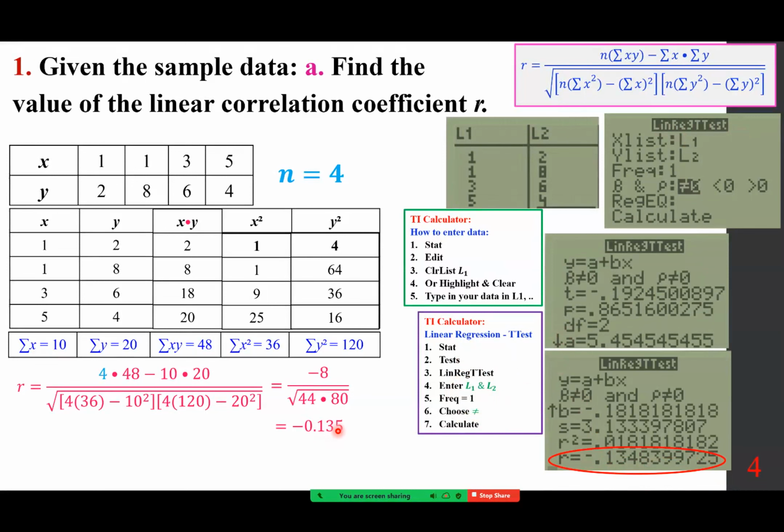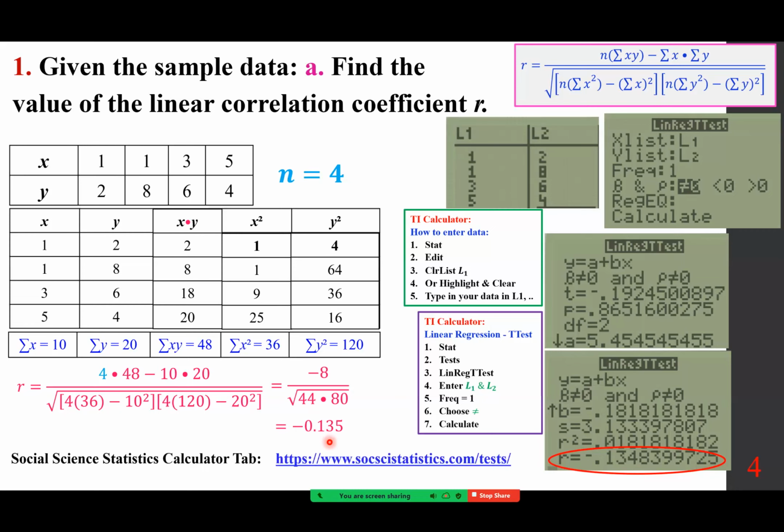So if I stop here, 4 changes to 5. So negative 1.3, negative 0.135. Again, you don't have to do it by hand. Needless to say, it has a lot more information than just that. But I just wanted to show you one by one what it gives you.